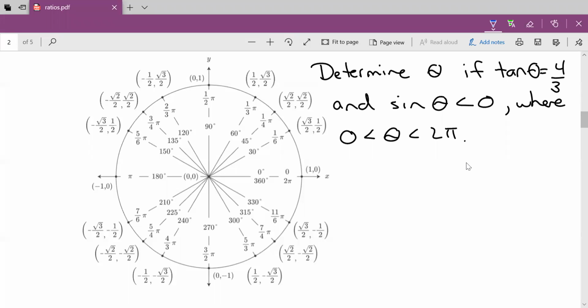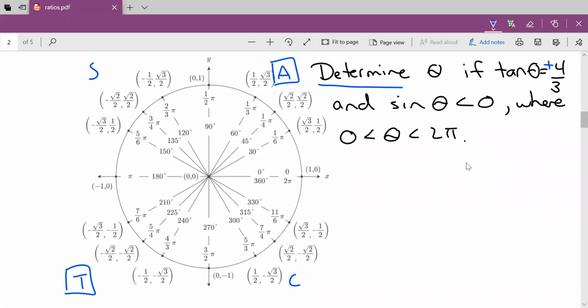The word determine means I need to show some work. So tangent, well, what does it say? Tangent is 4 over 3, but it doesn't say it, but what it's trying to tell me is tangent is positive. So I go back and I write my CAST. Where is tangent positive? Well, tangent is positive here and here. So I could be looking to draw a triangle in 2 different quadrants right now.